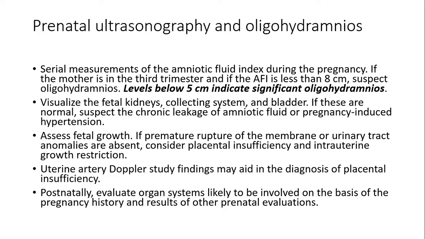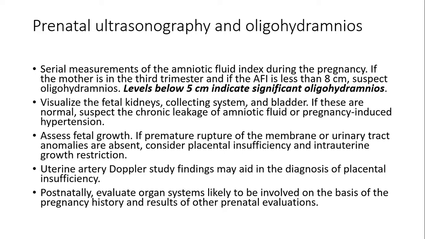Serial measurements of the amniotic fluid index during the pregnancy are necessary. So don't use just one ultrasound for detecting or suspecting this condition. If the mother is in the third trimester and the AFI is less than 8 centimeters, suspect oligohydramnios, but a level below 5 centimeters indicates significant oligohydramnios. The specialist must visualize the fetal kidneys, the collecting system of the urine, and the bladder.